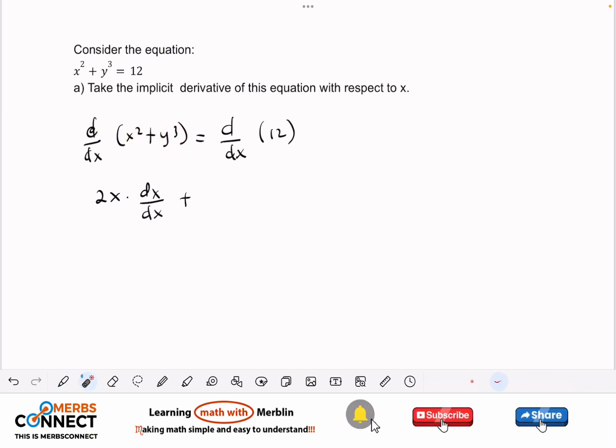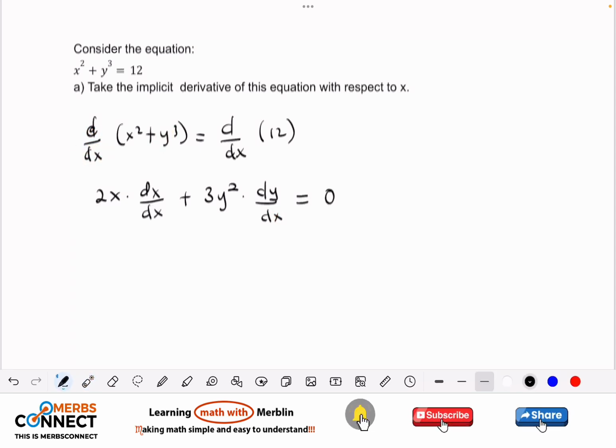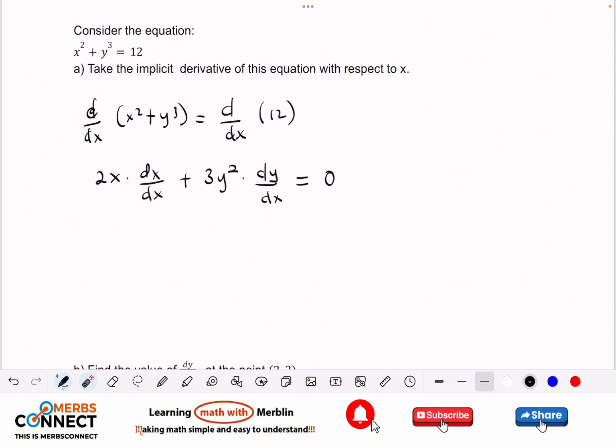When I'm differentiating y to the power 3, with the power rule, 3 drops down, I maintain y to the power 3 and subtract 1. So this one will be y squared times dy over dx. You see that now the function here is y, so dy over dx. Good. And then when I differentiate a constant, I'm going to get 0. So this is what I'm going to get.